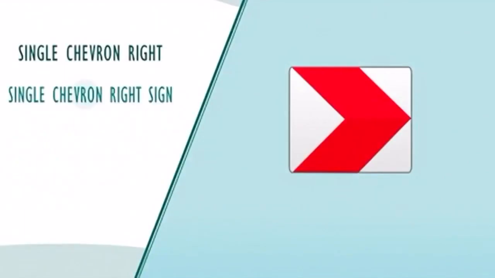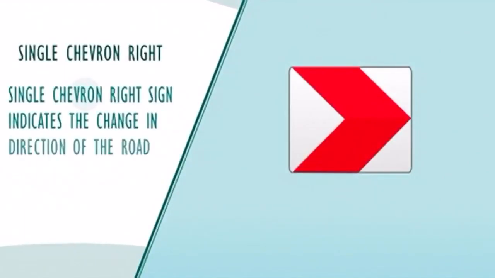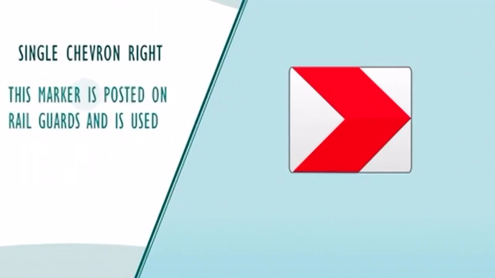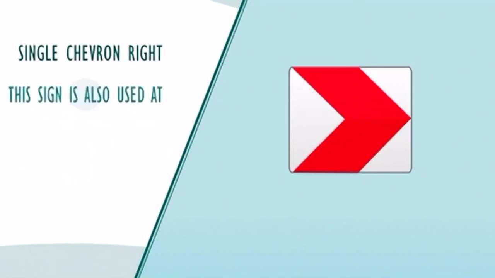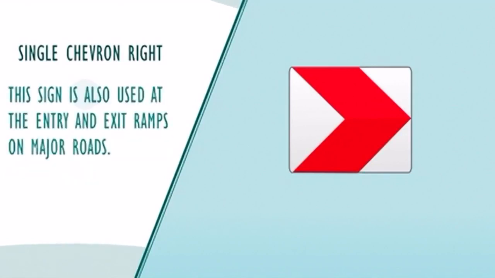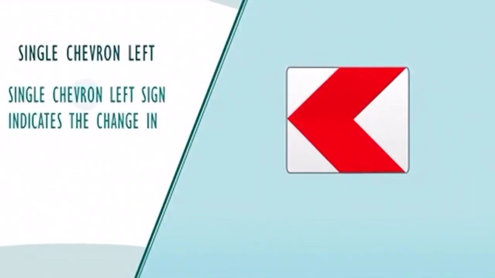Single chevron right sign indicates the change in direction of the road to the right. This marker is posted on rail guards and is used to indicate the sharpness of the curve. This sign is also used at the entry and exit ramps on major roads. Single chevron left sign indicates the change in direction of the road to the left.